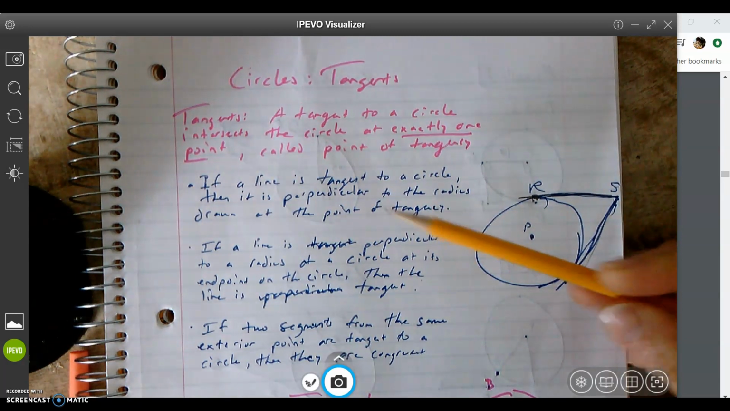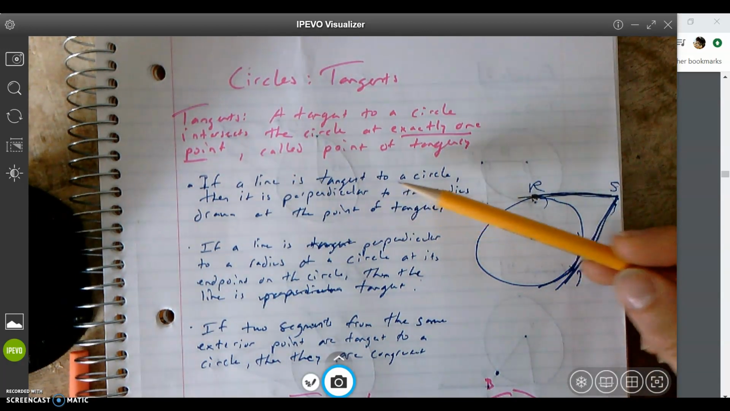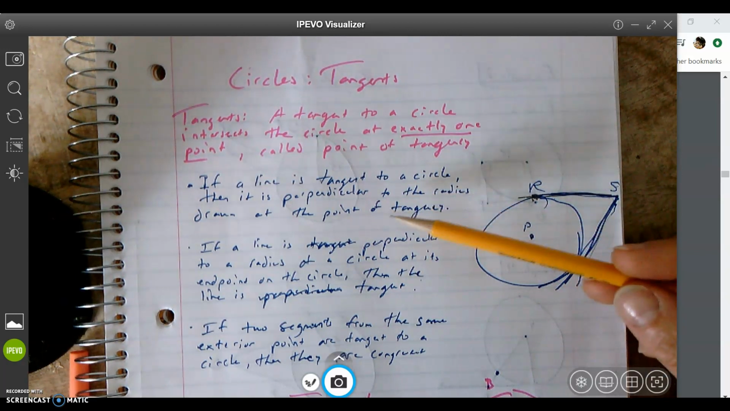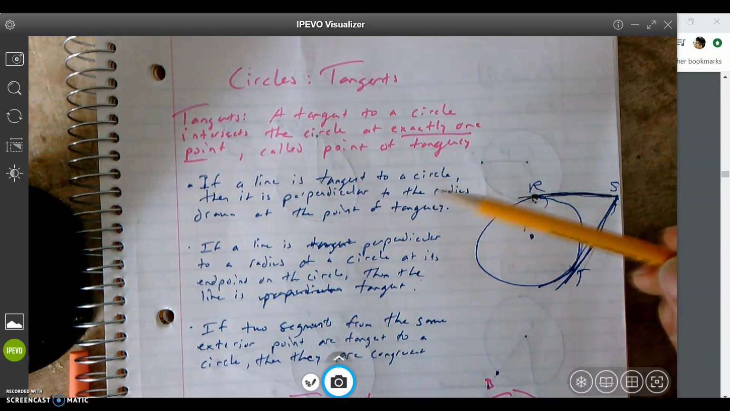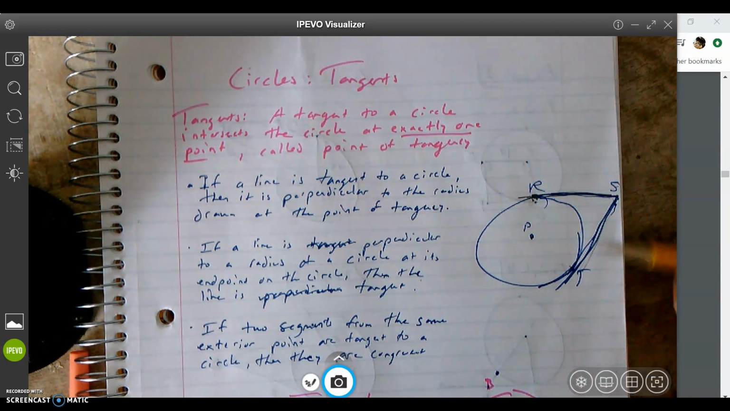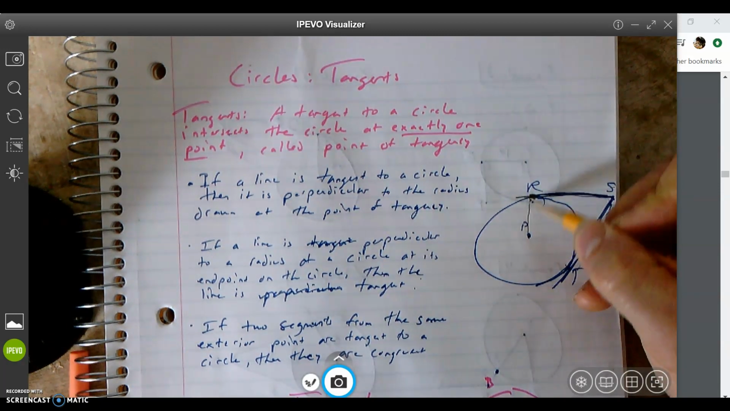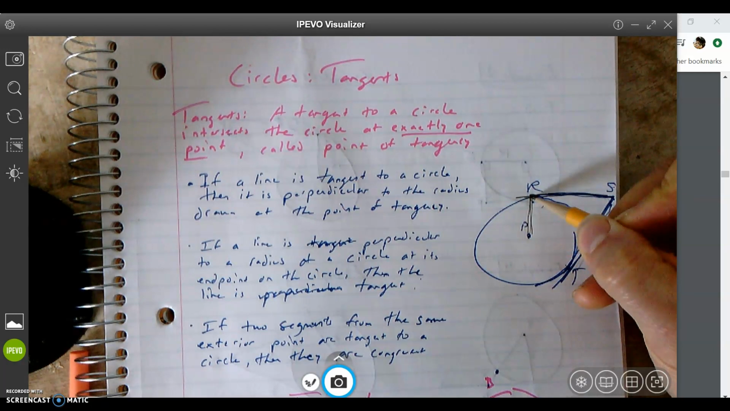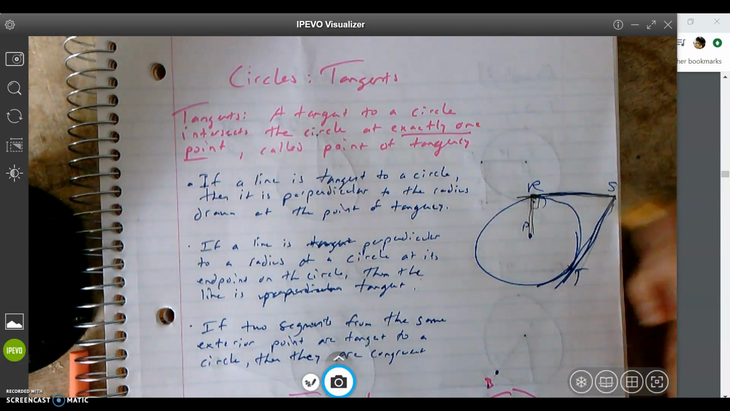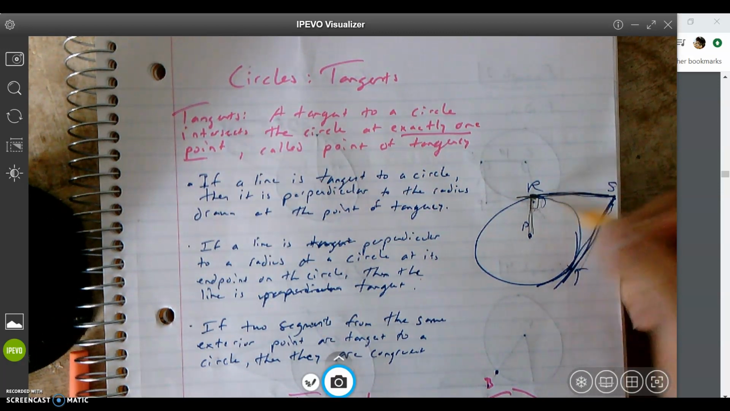Okay, so here are a couple things you need to know. If a line is tangent to a circle, then it is perpendicular, it creates a right angle, to the radius drawn at the point of tangency. What does that mean? Well, here's a radius right here. So if you draw a radius and you connect it to the tangent at one point, that means you have a right angle. That means it is perpendicular.